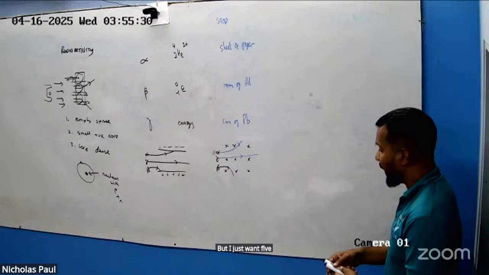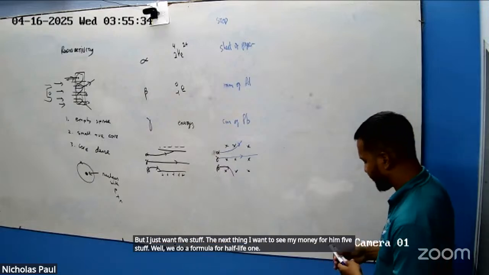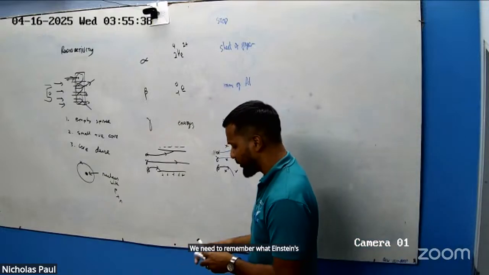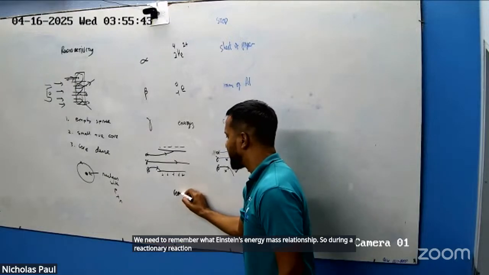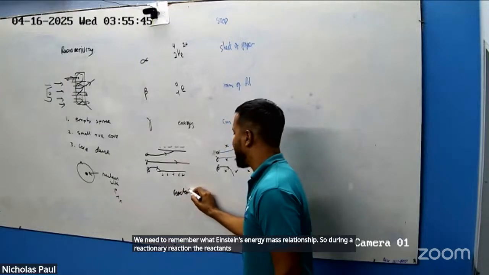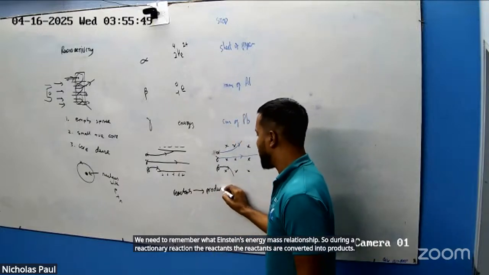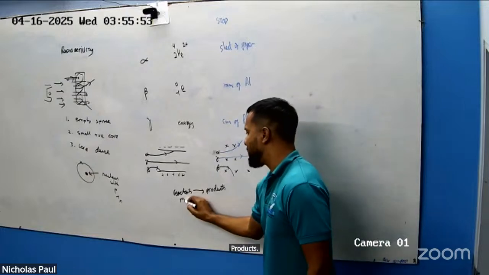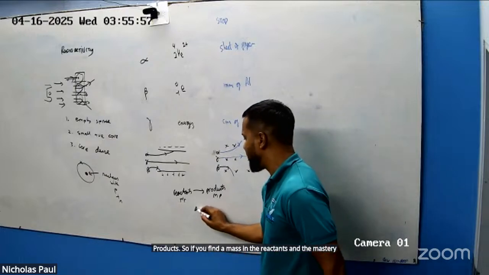The next thing that we need to remember on the Form 5 stuff, well, we'll do a formula for half-life, but we need to remember about Einstein's energy mass relationship. So during a reaction, the reactants are converted into products. If you find the mass of the reactants and the mass of the products, there's a change in mass.